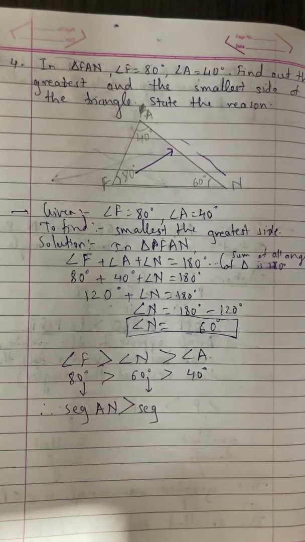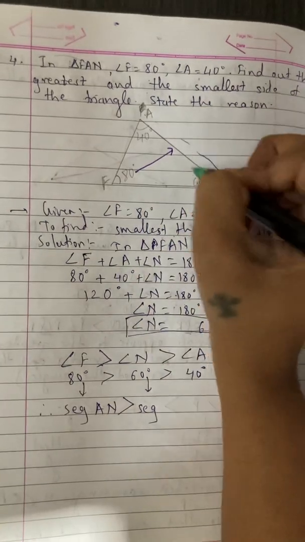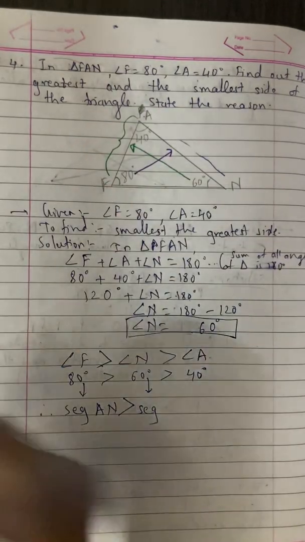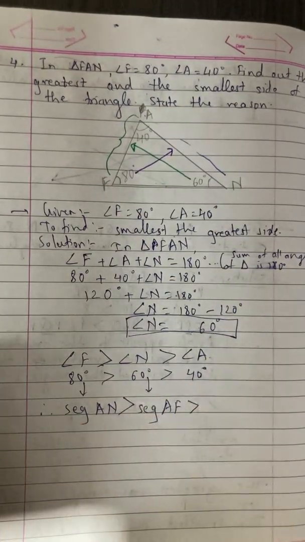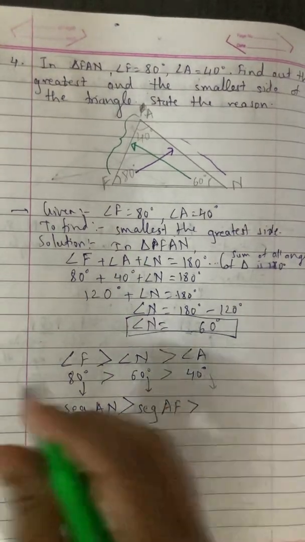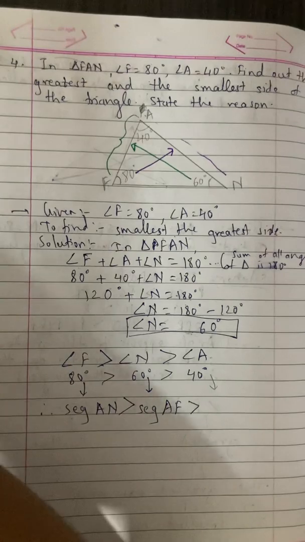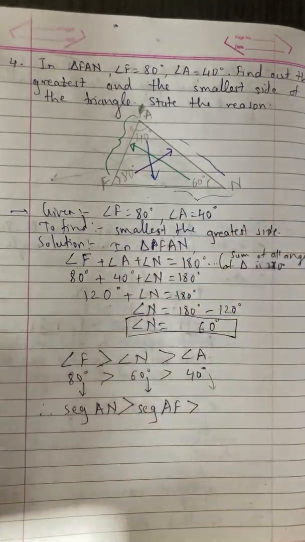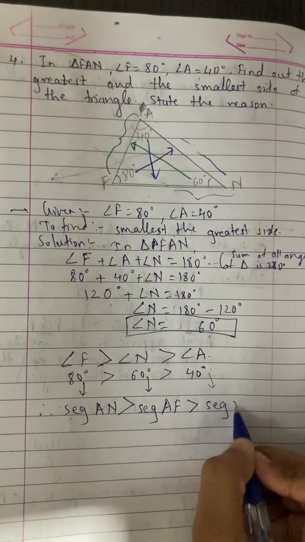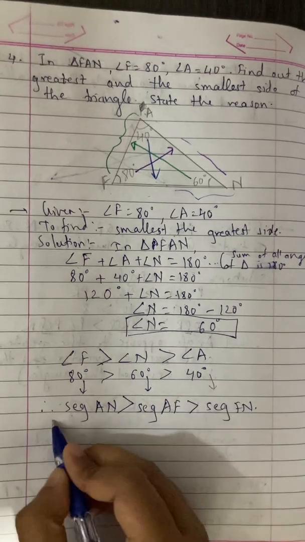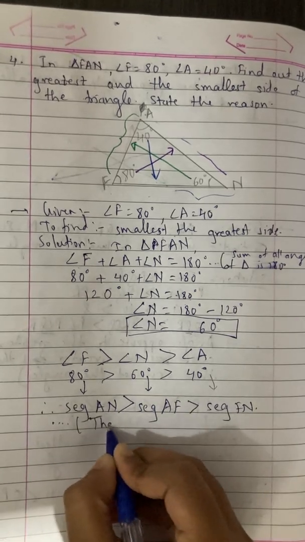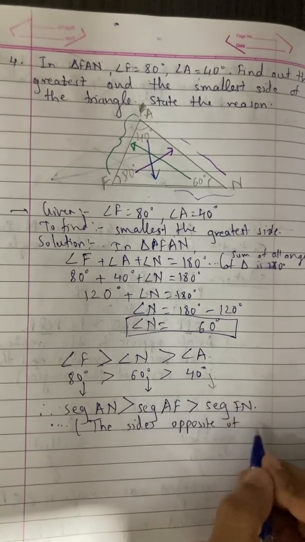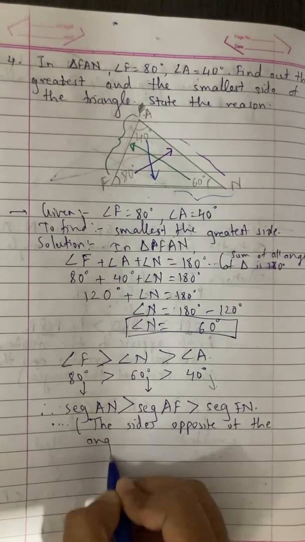That we have to find out. I'll draw with green color. 60 degree को opposite जाओ. ये है side AF. So write down segment AF is greater than angle A के opposite कौन सा है वो लिखो. Angle A के opposite. So we'll just come here, which is FN. Okay, segment FN. All right. Just write the reason. The sides opposite to the angles.